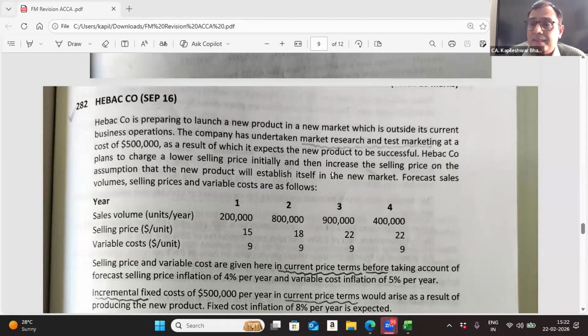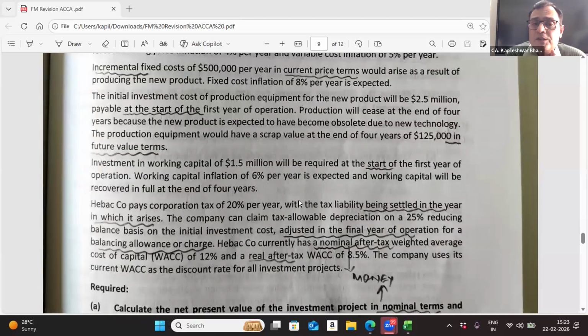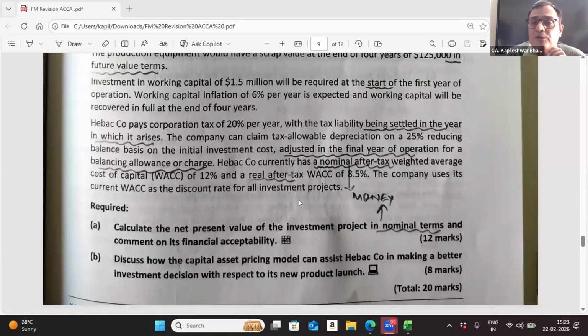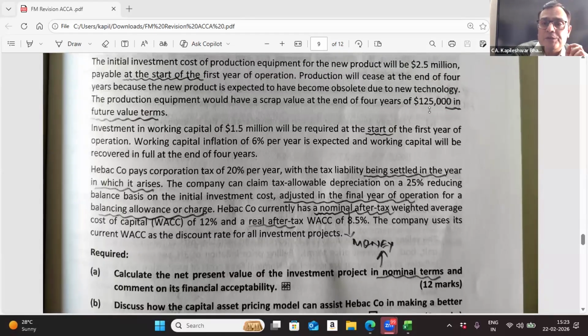Let me now read the inputs in the question. I would advise that generally when you get a section C question, the first thing you should always do is look at the requirement of the question. It's a good idea to first read the requirement because accordingly you can start thinking. It says calculate the NPV of the investment project in nominal terms. Nominal term means money terms, and comment upon the financial acceptability. And then the second part is the theoretical part. So we're focusing on the NPV calculations.